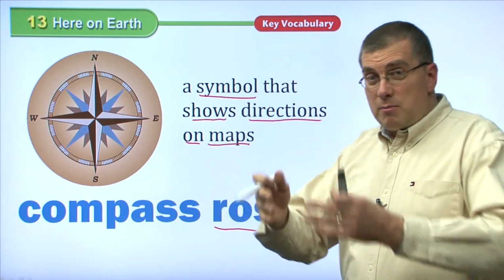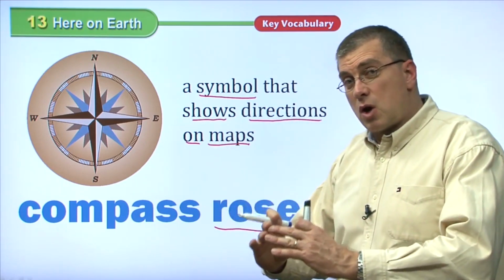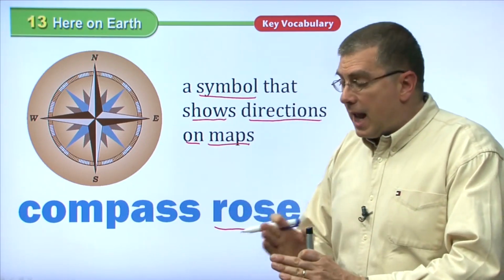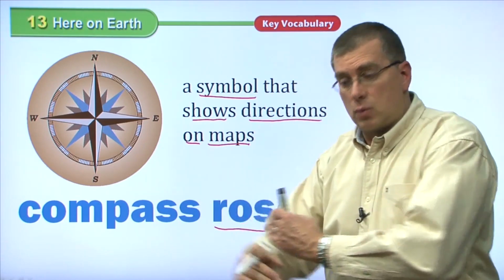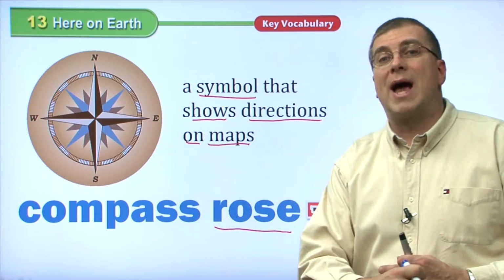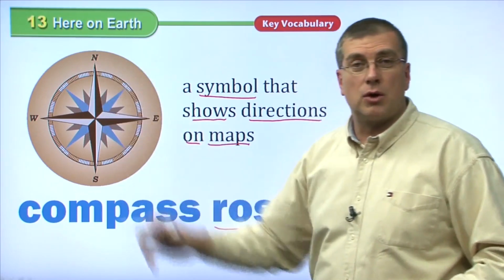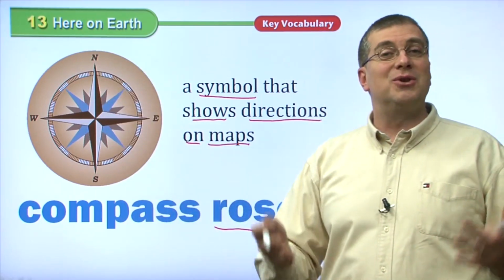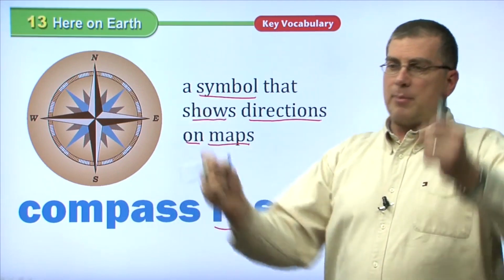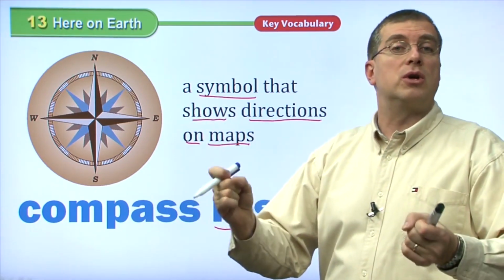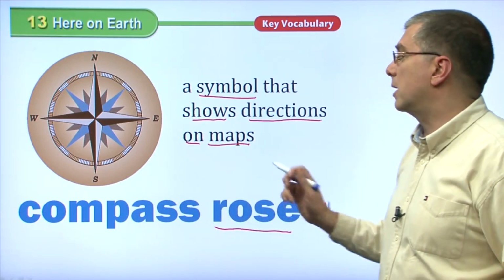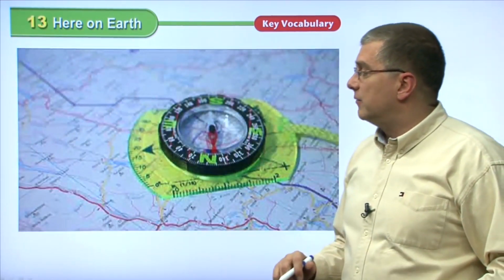If you look at the map, you can find the compass rose printed on it, and it shows which way is north, which way is east, which way is south, which way is west. It will show you directions. So if you're looking at a map and you're thinking, which way is north? Look for the compass rose. It will show you. The compass rose is very important, as we can see in this video.